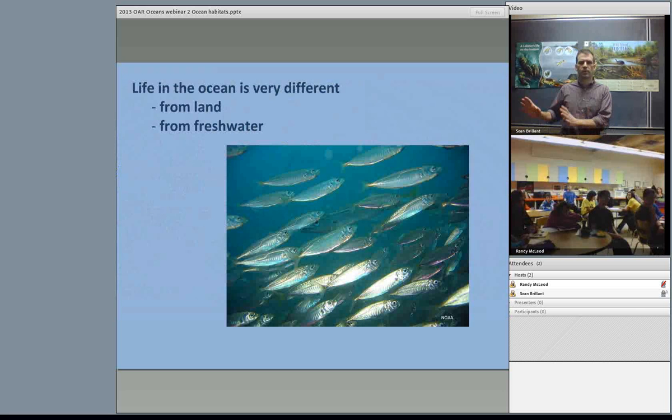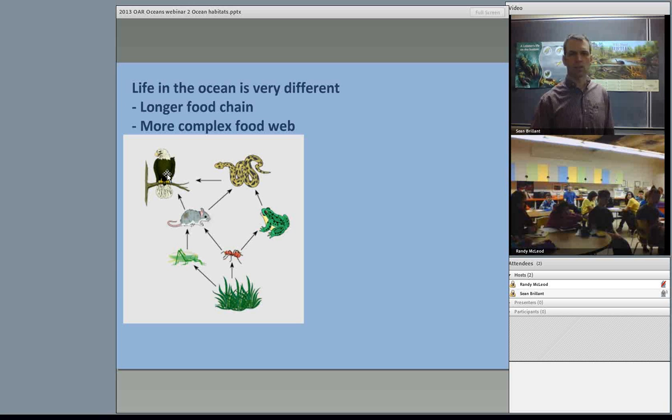Okay, so moving from habitats, let's talk about the ocean a little bit and why the ocean is different from everything else. And it is very different from how land and freshwater systems, what they call continental systems, operate. Let's look at some ways why it's so different. One is the food web and the food chain. Food chains in the ocean tend to be longer and they tend to be more complex.